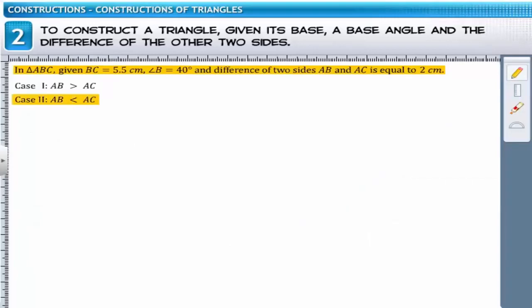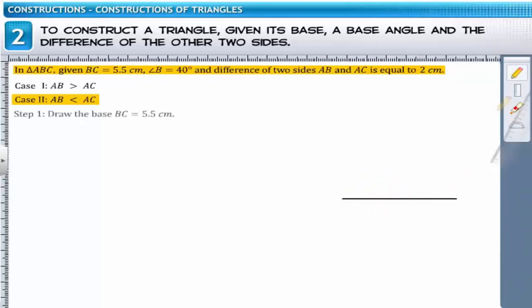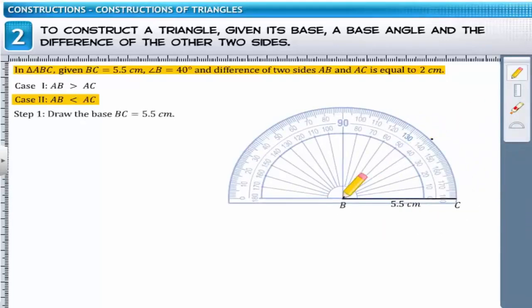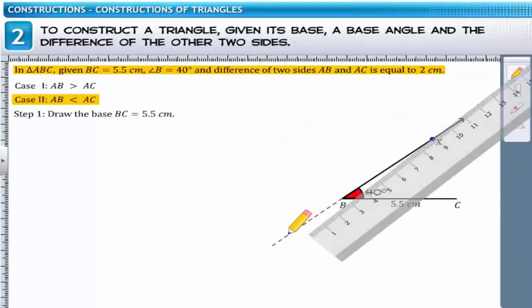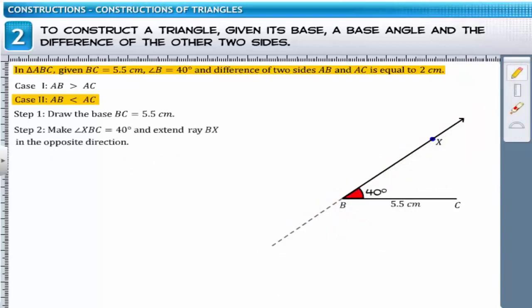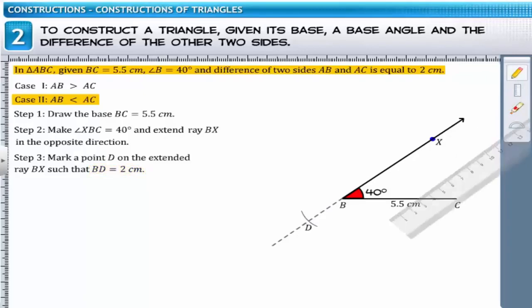Let's now construct a triangle of the second case with the given data. Here in triangle ABC, side AB is less than AC. The first step is exactly the same as it was in the first case. Draw the base BC with a length of 5.5 centimeters. At point B, make an angle XBC equal to 40 degrees. Extend ray BX in the opposite direction. Mark an arc with a radius of 2 centimeters on the extended ray BX at a point D. BD is equal to the difference of the given sides.